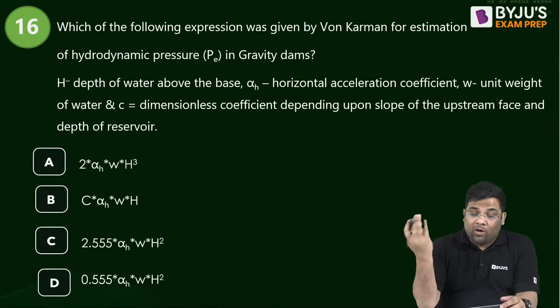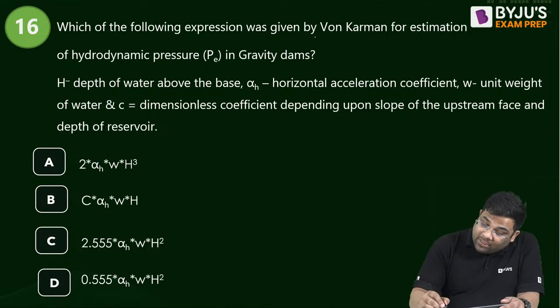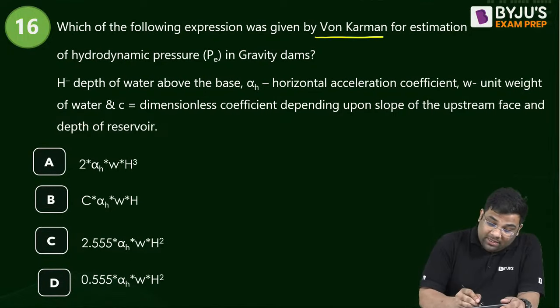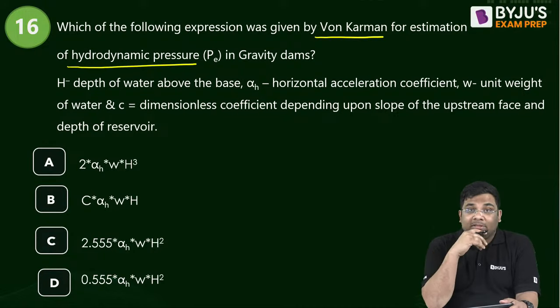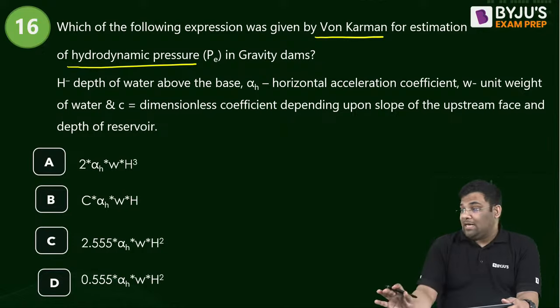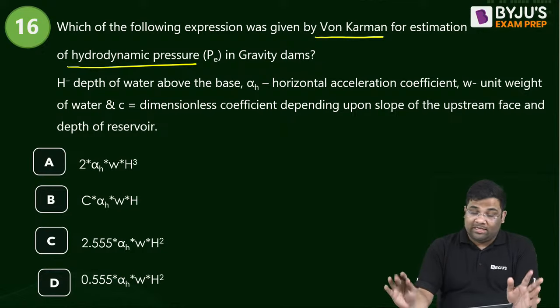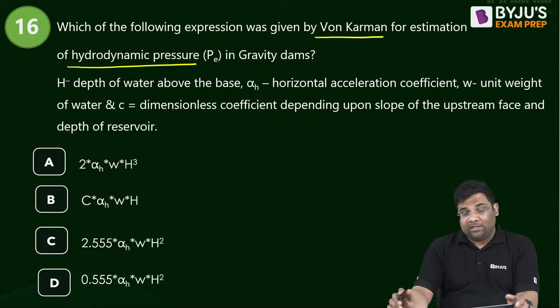Now the next question, a direct formula. The Von Karman formula for estimation of the hydrodynamic pressure acting on gravity dams. So again, a direct formula is asked. You might know this formula. If you don't know it, it's an empirical formula, so you should remember it. What is the answer to this?